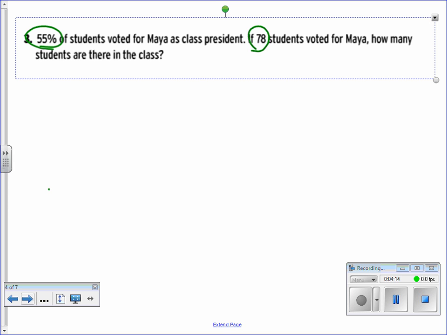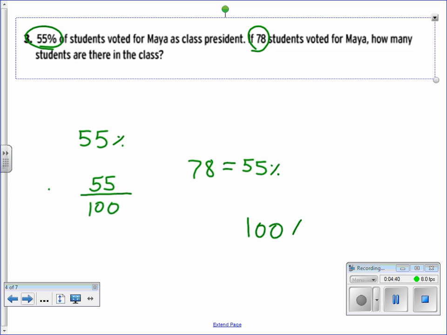So 55% means 55 out of 100. But of course, in this case, we don't have 100. We have 78 students. So they're telling us that 78 is 55%. Now they want to know, well, what's 100%? In other words, how many kids are in the whole class?